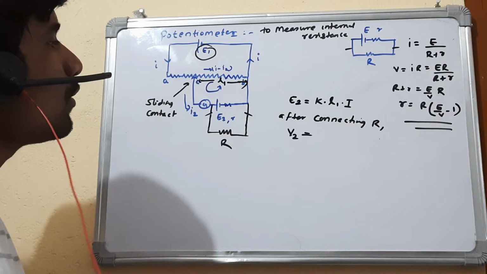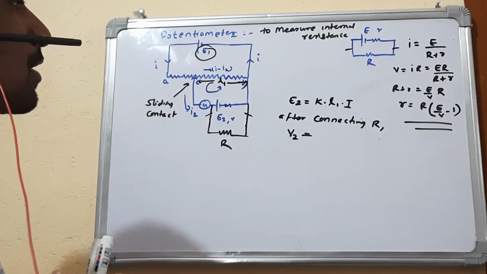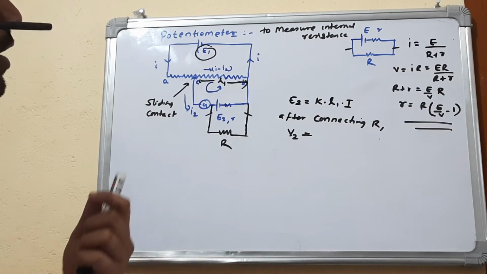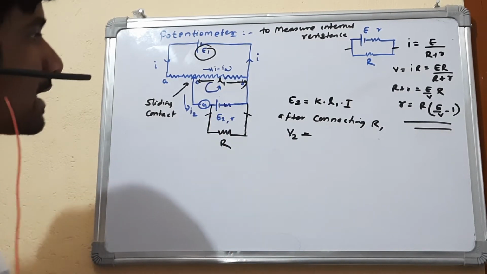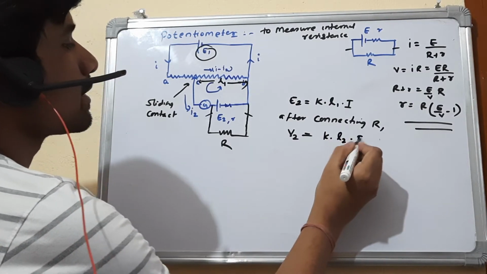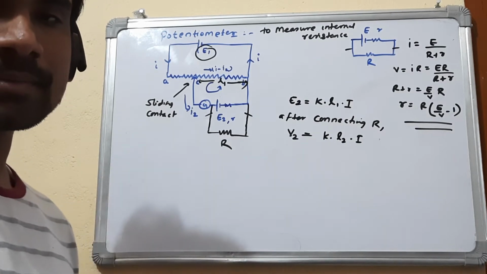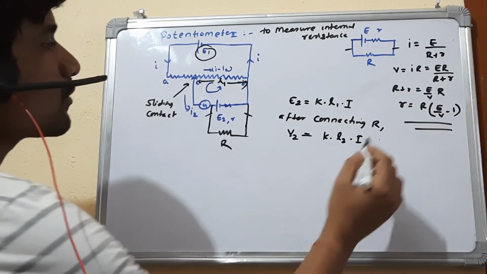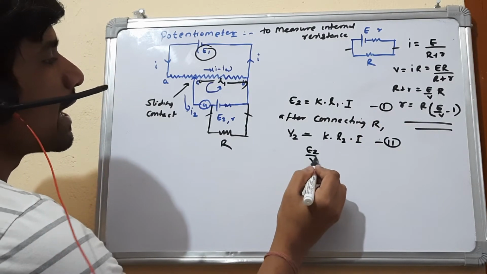So now if we compare with respect to the older one, can I write V2 is equal to what? V2 equals K times L2 into I, correct? So this is equation 1 for us, this is equation 2 for us. So E2 by V2 is L1 by L2.